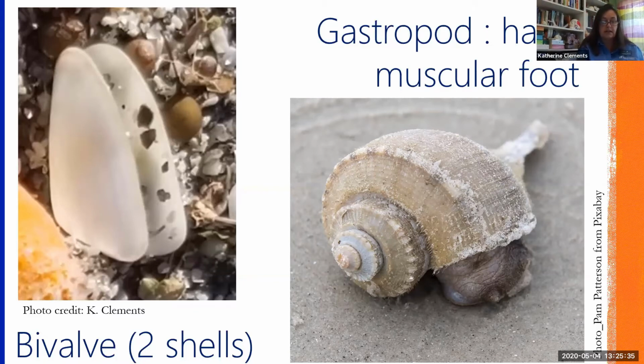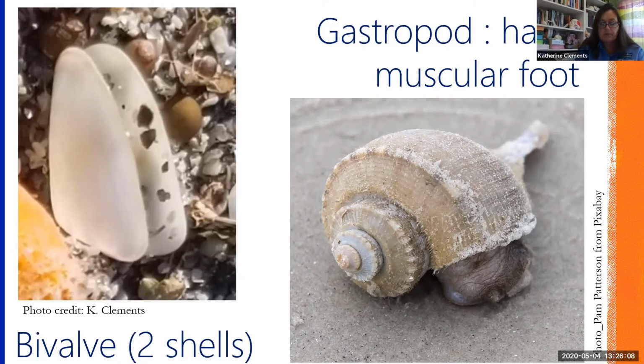Coquinas are just like clams and oysters. They have two shells and we call them bivalves. Bi means two. And inside those shells is a very soft, squishy body. They also have bilateral symmetry. And then on the right-hand side, you have a picture of what we call a gastropod, which is an organism with a soft, squishy body and a muscular foot so it can move across the ocean. And it is protected by a single shell.